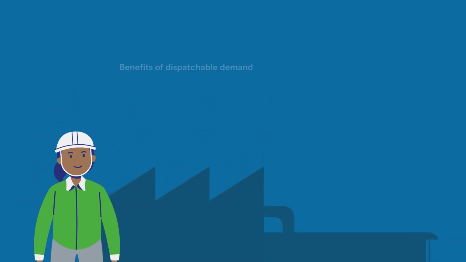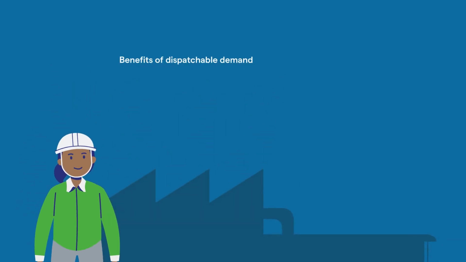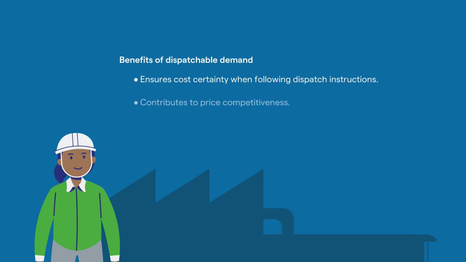You can see the benefit of dispatchable demand for Sarah. She gets cost certainty as long as she follows dispatch instructions. Her business is not exposed to uneconomically high electricity prices in the wholesale market. By participating in the market, Sarah contributes to price competitiveness, which can apply downward pressure on wholesale electricity prices.